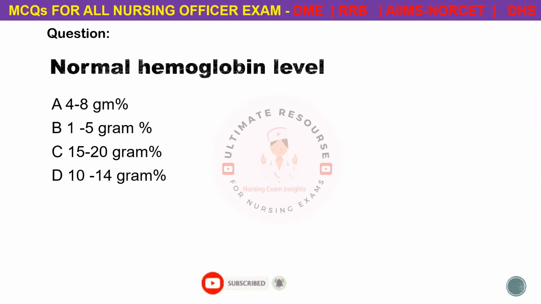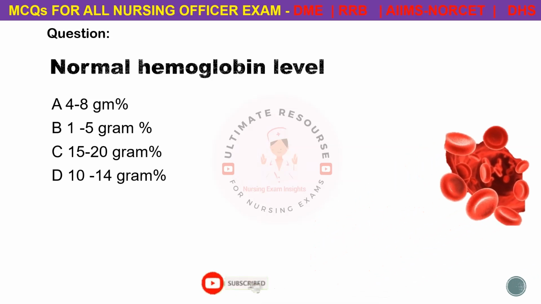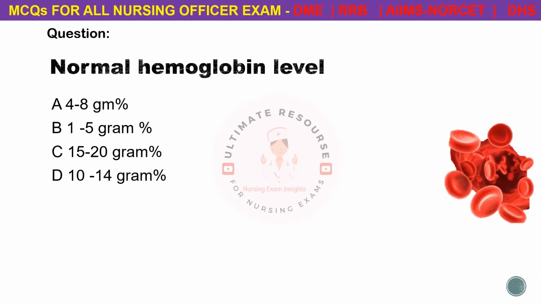Normal hemoglobin level. A. 4 to 8 gram percentage, B. 1 to 5 gram percentage, C. 15 to 20 gram percentage, D. 10 to 14 gram percentage. The answer is D. 10 to 14 gram percentage.